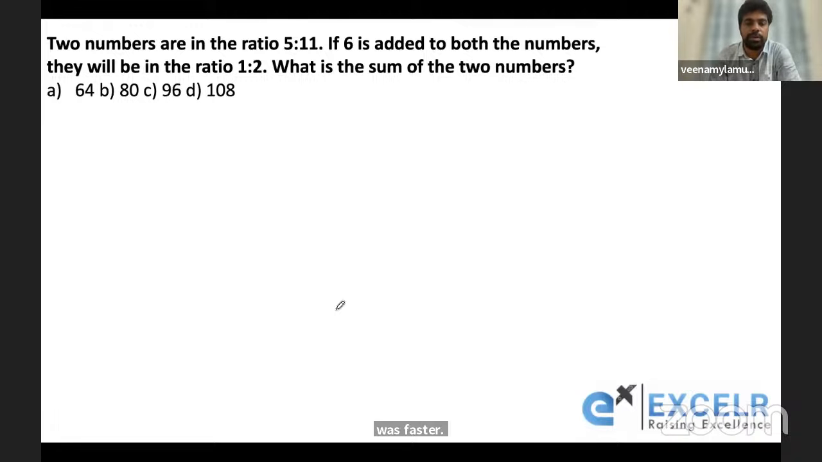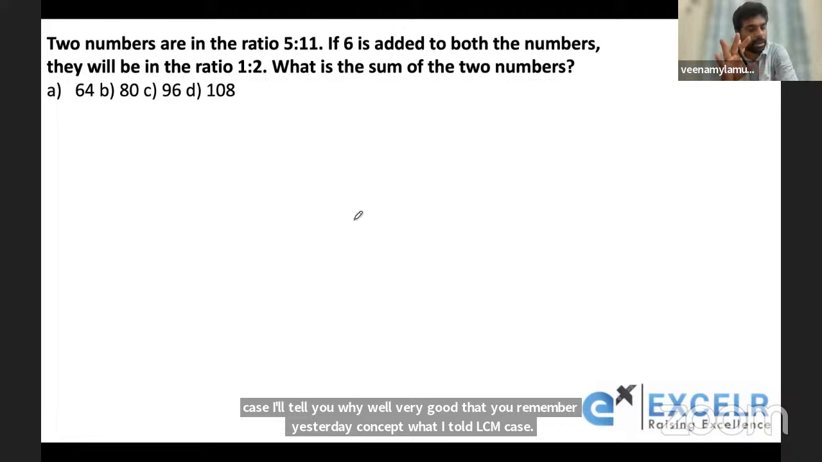The LCM case also you can follow, but for some questions it will not be applicable. I'll tell you about the LCM case at the third case and fourth case. Very good that you remember yesterday's concept, what I told. Shiva, I'll keep in mind all the students.